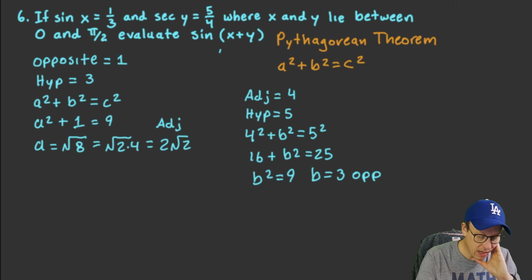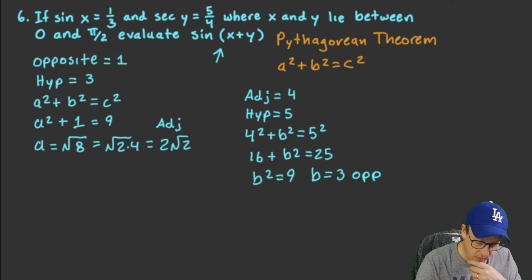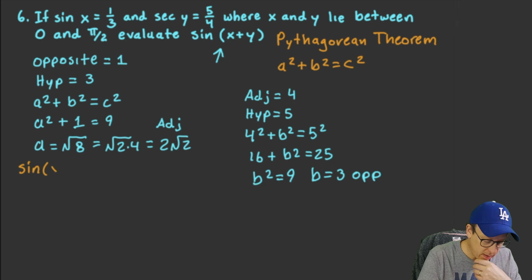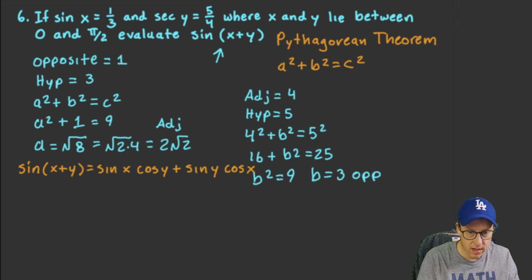And what's it want us to calculate? It wants us to get the sine of x plus y. So to do that, well, here's another rule that we know. If you want the sine of x plus y, that is going to be equal to, we talked about this rule also earlier, sine of x cosine of y plus sine of y times the cosine of x. All right, so then we just plug in the values that we know.